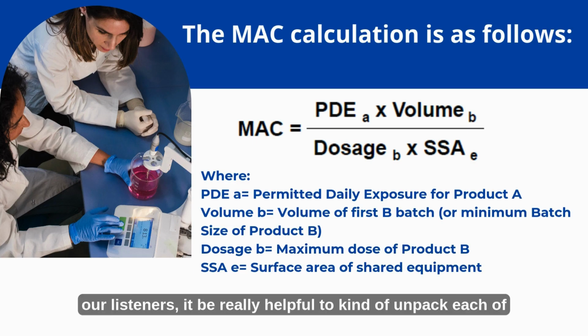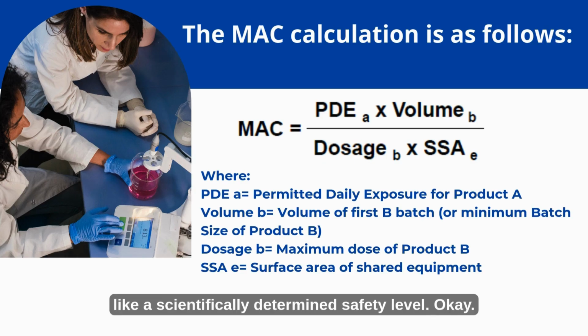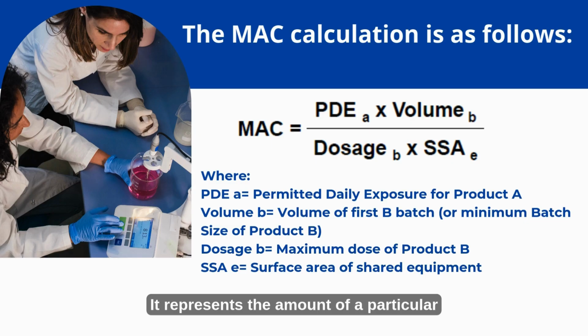But I think, for our listeners, it would be really helpful to unpack each of those pieces, starting with the first one you mentioned, PDE, permitted daily exposure for product A. What does that actually tell us? Well, think of PDE as a scientifically determined safety level. It represents the amount of a particular substance that a person can be exposed to every day over a lifetime without any expectation of harmful effects.